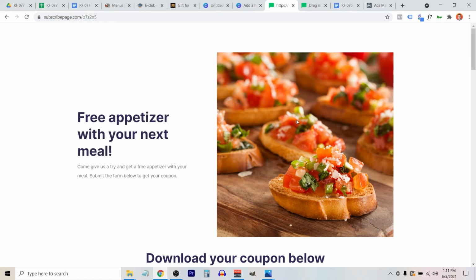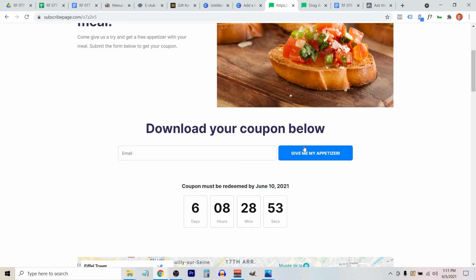I like to include a photo that is similar or the same to that ad creative they clicked on. That way it just creates a consistent experience. You want to make sure your call to action is very clear. So you need to make it very evident what you want your audience to do. Download your coupon below, put in your email, give me my appetizer.